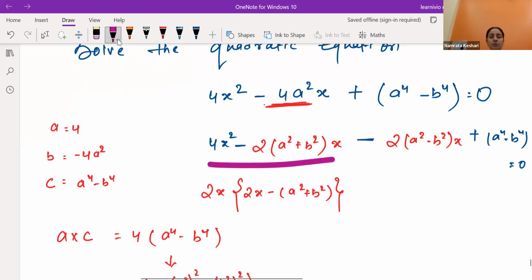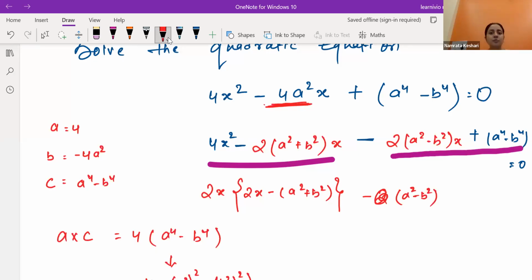And from the next two terms, we can take minus a square minus b square, because a to the power 4 minus b to the power 4 we can convert. In one bracket a square plus b square, in another bracket a square minus b square, right? Yeah. So this is what we can take out common, and we'll be left with 2x minus a square plus b square. Getting it, Zoha? Yeah, I'm getting it.